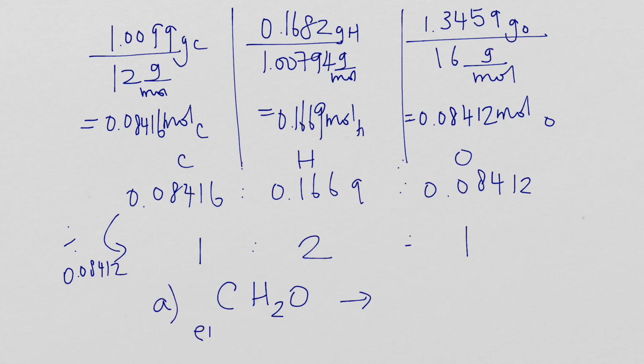But they told us that the actual formula, the molecular formula, has 12 carbons. So we know it's C something H12O. And what did they do to get 12? They multiplied by 6. So the actual answer must be C6H12O6, since 1 times 6 is 6, 2 times 6 is 12, and 1 times 6 is 6. And that is our molecular formula.